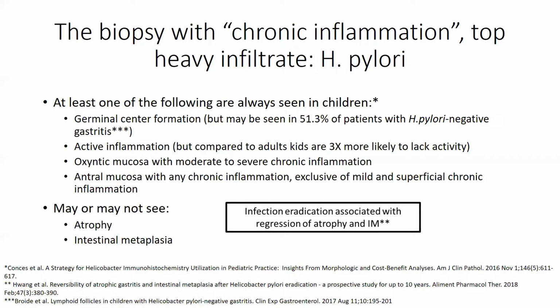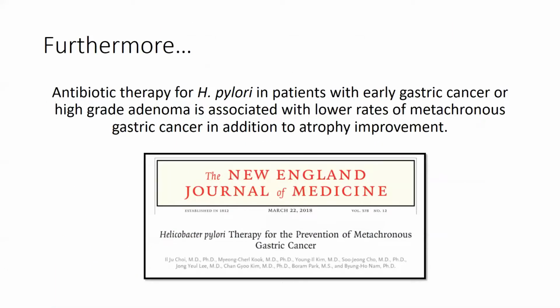Interestingly, infection eradication is associated with regression of atrophy and intestinal metaplasia. And in fact, antibiotic therapy for H. pylori in patients with early gastric cancer or high-grade adenomas is associated with lower rates of metachronous gastric cancer in addition to atrophy improvement.